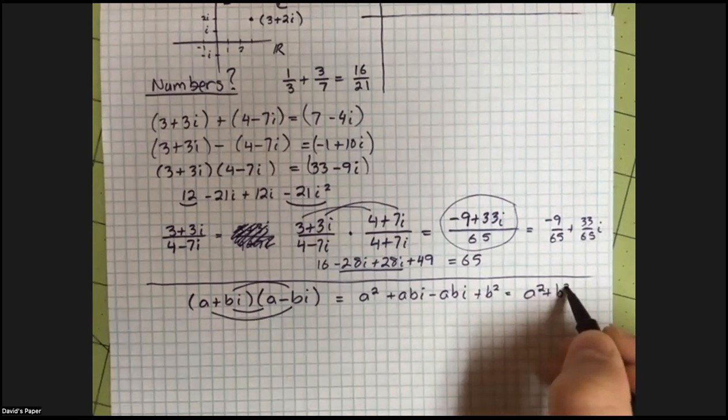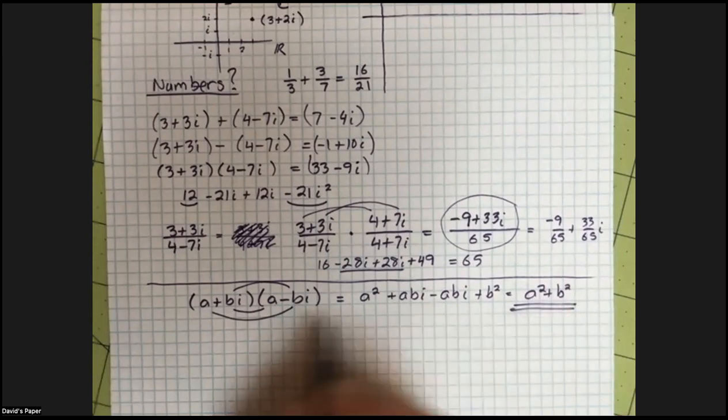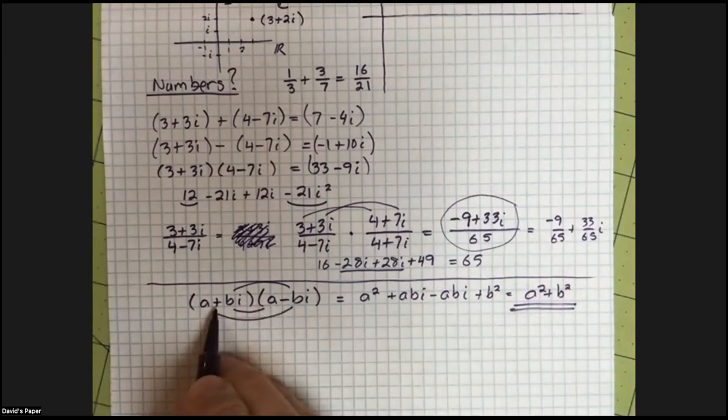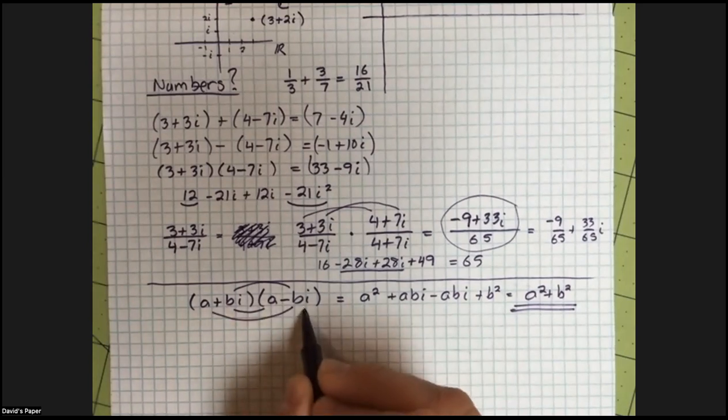And do not shake your head at this. When you multiply two complex numbers with the imaginary part sign changed, these are called conjugates.